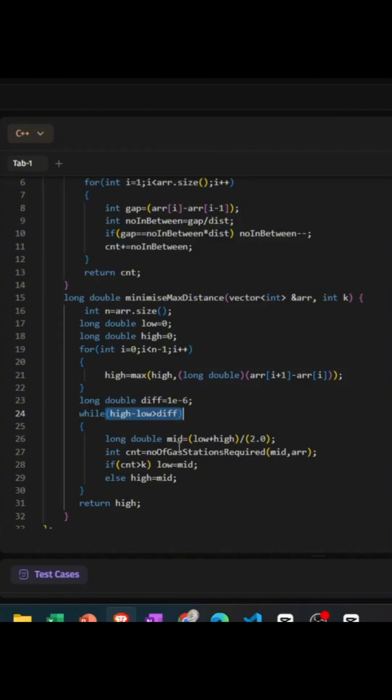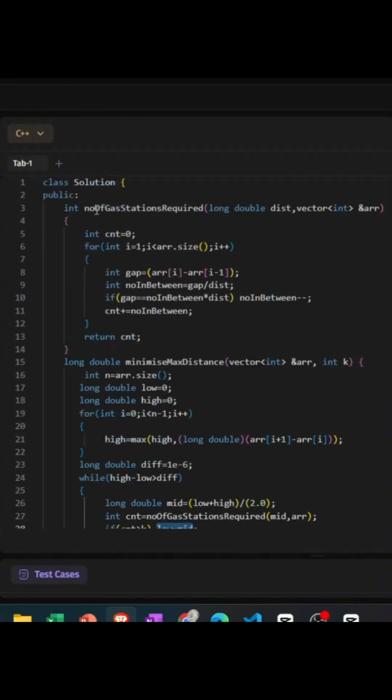So first find mid, which is low plus high by 2, and we are going to name this variable as count, and it will be taking the output of the function, which is going to find the number of gas stations we can place in that gap. And if the count is greater than k, the number of gas stations we have to place, then we would do low equal to mid, or else high equal to mid, and at last we are going to return high.